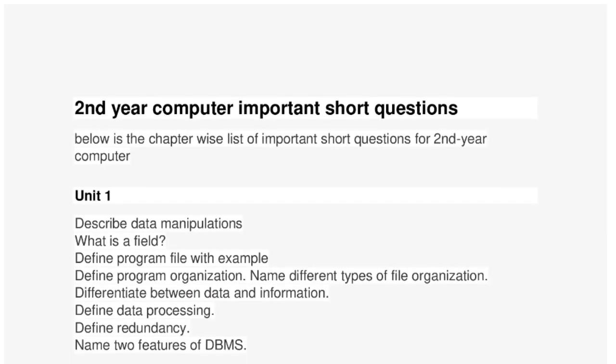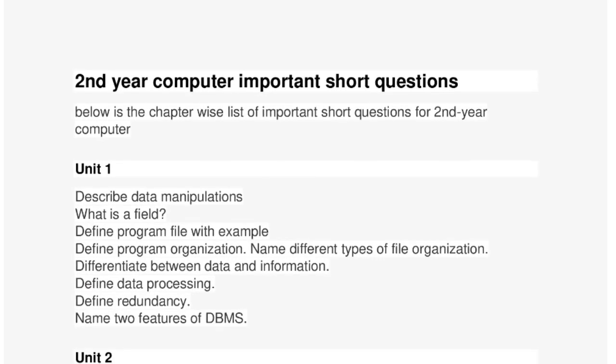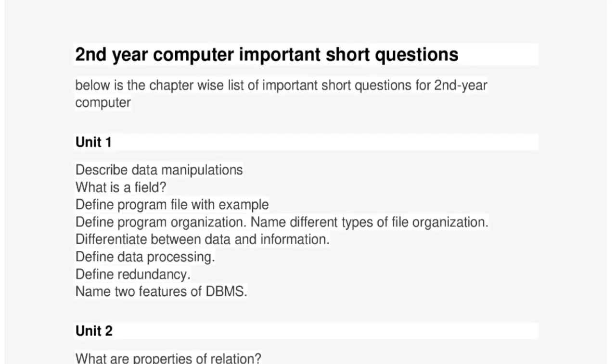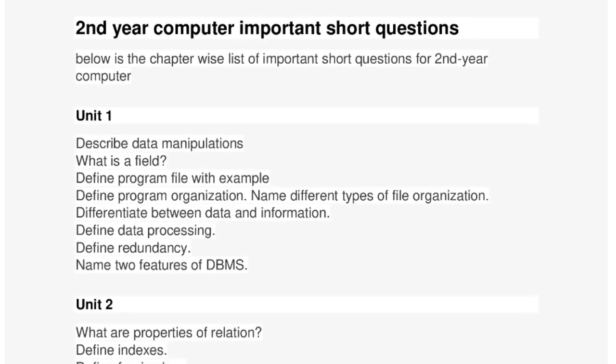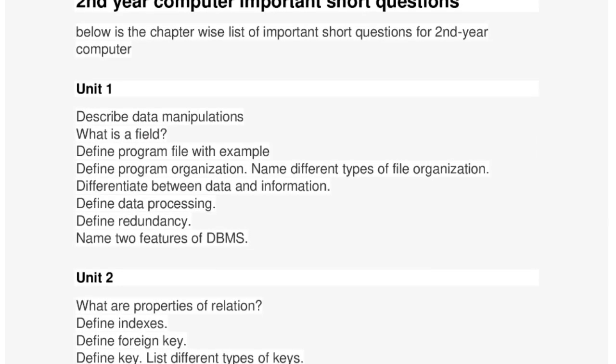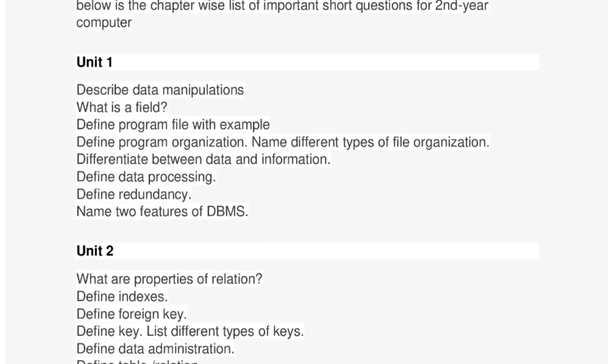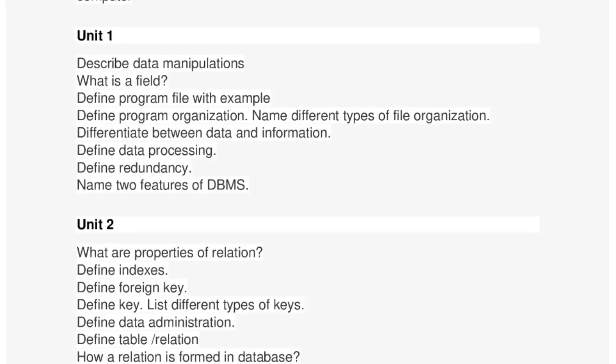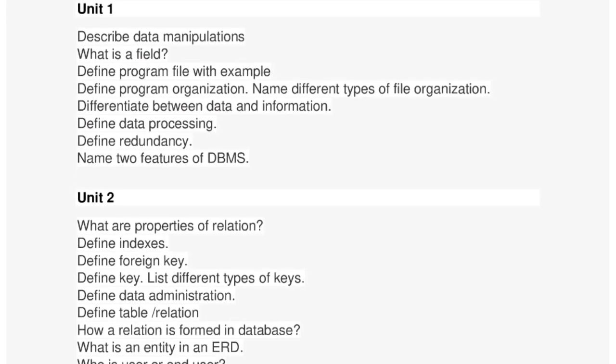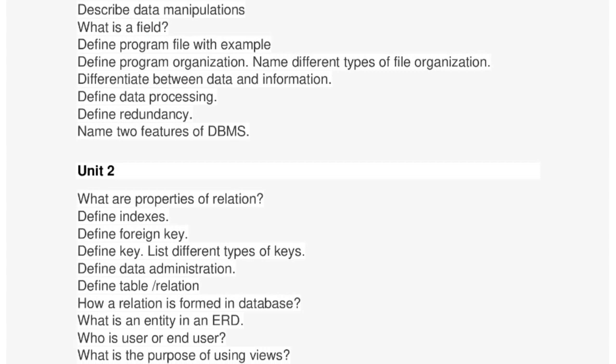Differentiate between data and information. Define data processing. Define redundancy. Name two features of DBMS. Unit 2. What are properties of relation? Define indexes. Define foreign key. Define key. List different types of keys.